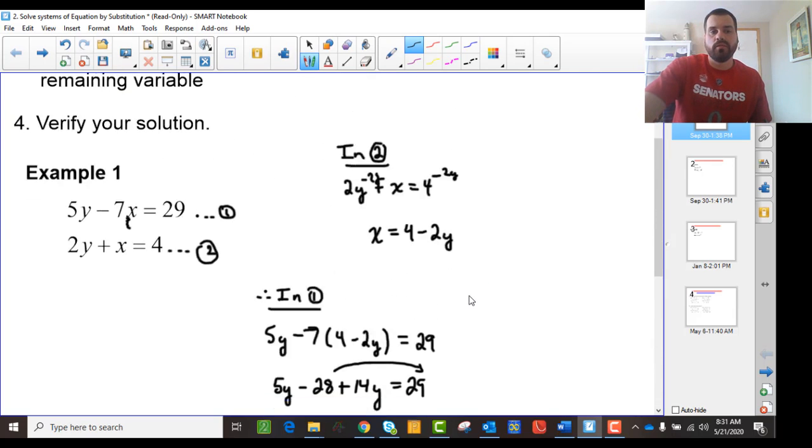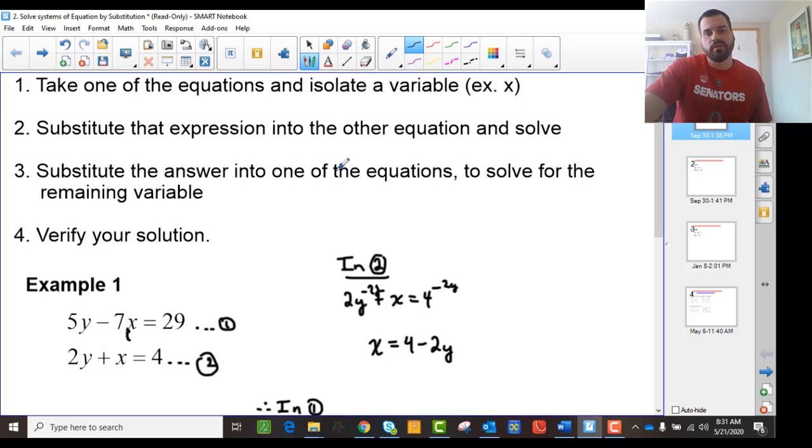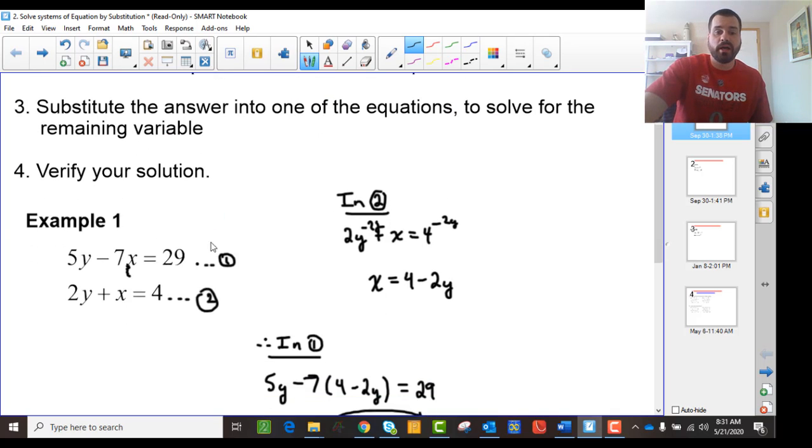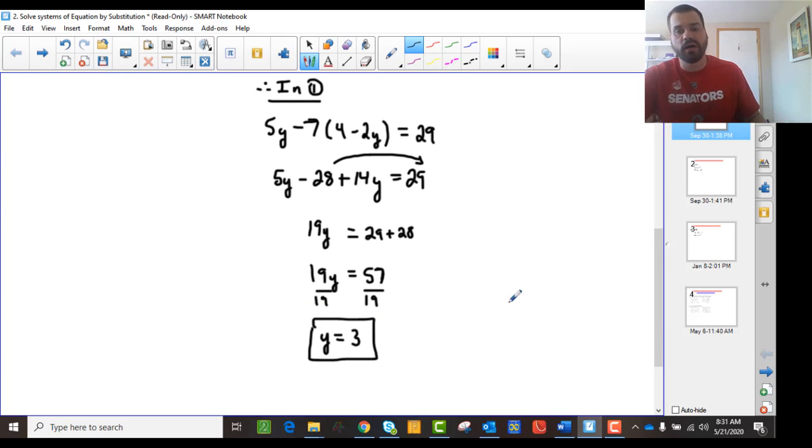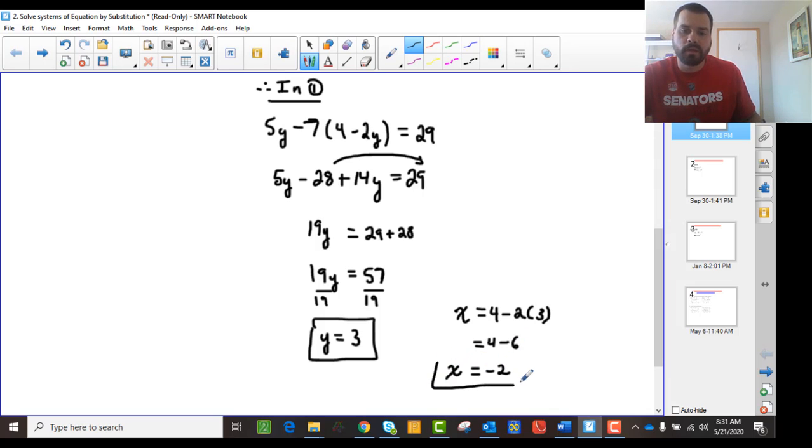Then the next part says substitute the answer into one of the equations to solve for the remaining variable. What I do is I substitute it in here. So x is 4 minus 2y. So I say x is 4 minus 2 times 3, since y is 3. We go 4 minus 6, and that's minus 2. So my solution is x is minus 2 and y is 3.